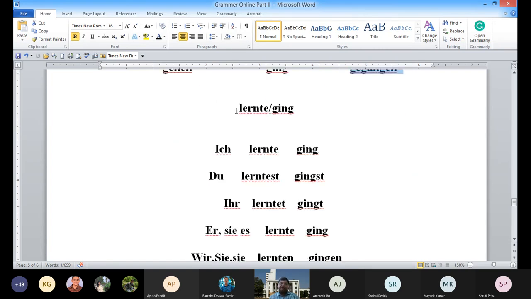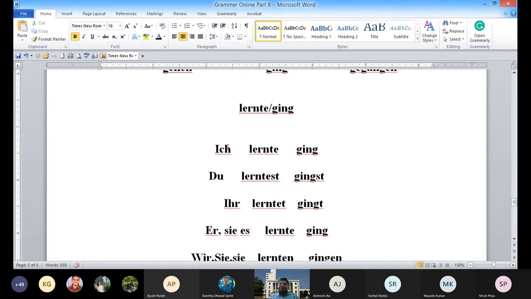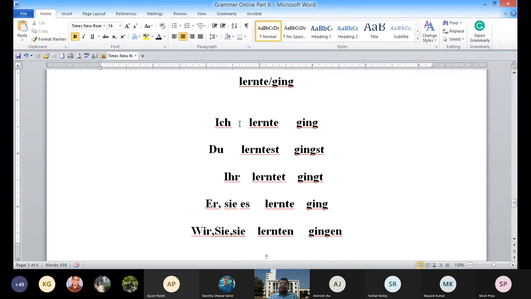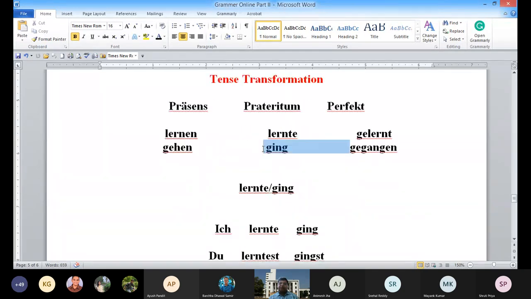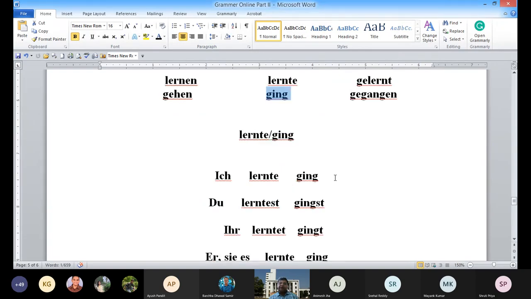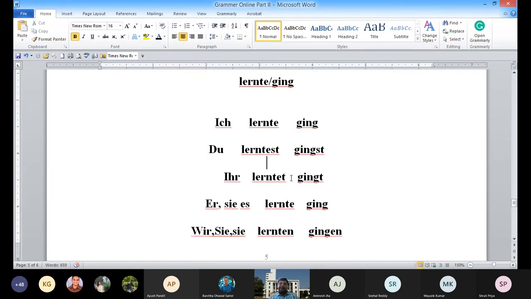How will we be using these verbs which are in the past form, the past tense? Here, for example, I have written for you. If you want to say I learned, it will be ich lernte, the same form lernte. And in this case, it was went, I went, so you will use ging. So lernte, ging. With the du form, it is lerntest. As usual, the st form will come, and as you can see here, st. Here the t ending will come. Ihr lerntet, and gingt.